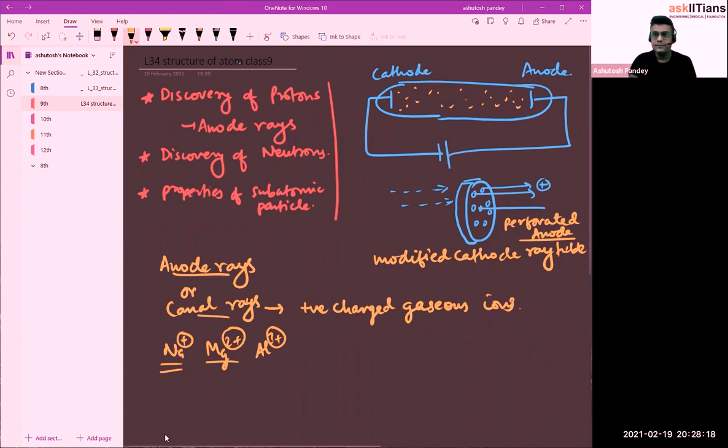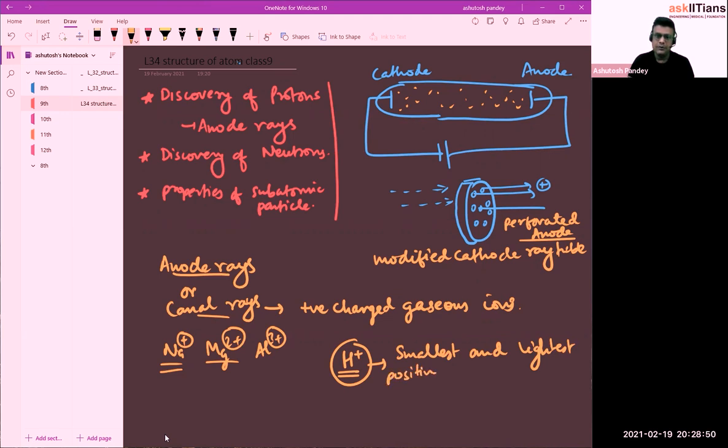The smallest positively charged particle which we can obtain from these anode rays is H+, because hydrogen is the lightest positive ion that will form. That's why we say that this is the smallest and lightest positive ion which we get from anode rays. And that's why it is called a proton.